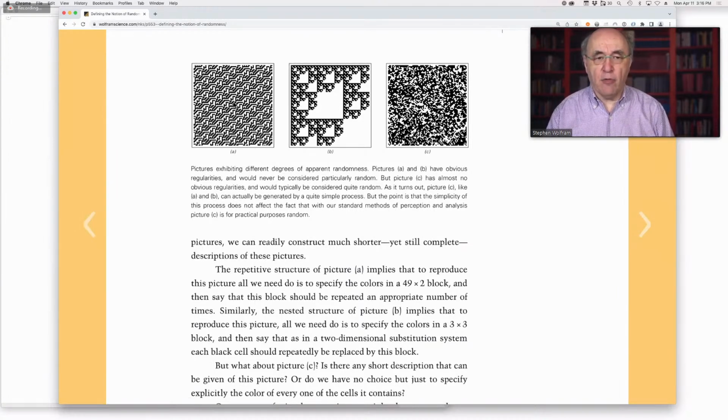And when we can, it's a sign that there are regularities. It's a sign that we can specify the picture using less than the set of bits that we would otherwise have to give for the picture. So, for example, here there's a 49 by 2 block in here. If we specify that, we just have to say this picture is a repeat of those blocks and so on. And here we have some kind of nested pattern where we just have to say, you take this 3 by 3 block and do substitutions on it to generate this pattern.